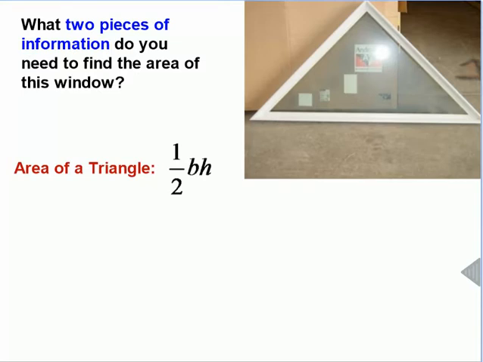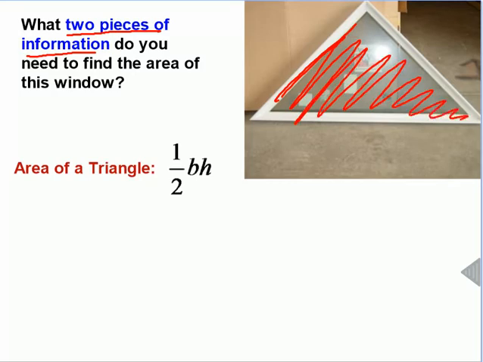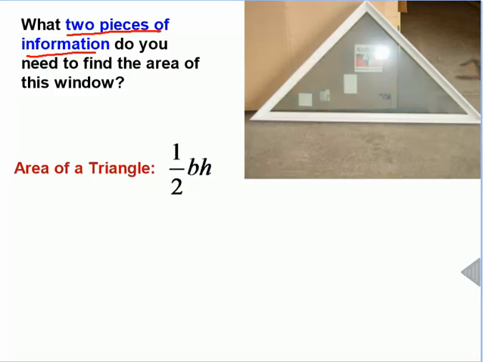So what two pieces of information do we need to find the area of this window, to find the total amount of space it takes up? What kind of information do we need? Well, we learned in our last lesson a really cool formula that allows us to find the area of any triangle, and it is this formula right here: 1/2 times the base times the height. Definitely any triangle you'll ever come across, we can find the area for it.